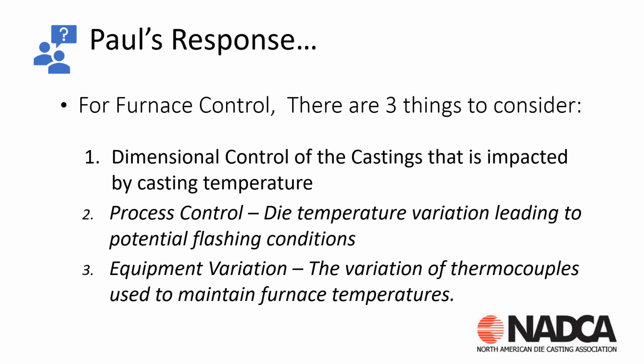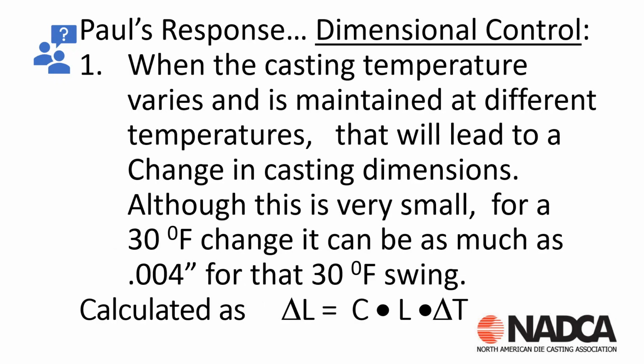Process control is another one. If we have die temperature variation, that can lead to slide issues or closing issues, if we have different areas of the tool growing at different rates based on the metal temperature we're putting in. We'll talk about that in a minute. And then equipment variation. We're measuring our metal using thermocouples, and thermocouples, frankly, don't last forever. So we'll talk about thermocouples in just a minute.